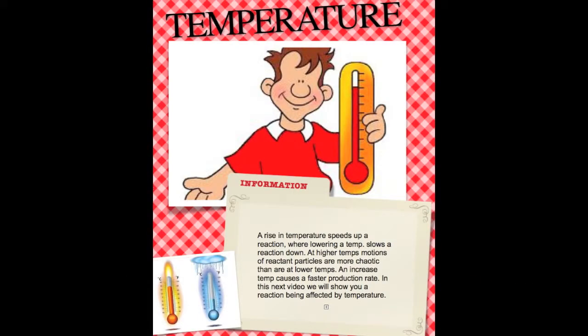A rise in temperature speeds up a reaction, whereas lowering the temperature slows a reaction down. At higher temperatures, the motions of reactant particles are more chaotic than they are at lower temperatures. An increase in temperature causes a faster production rate. In this next video, we will show you a reaction being affected by temperature.